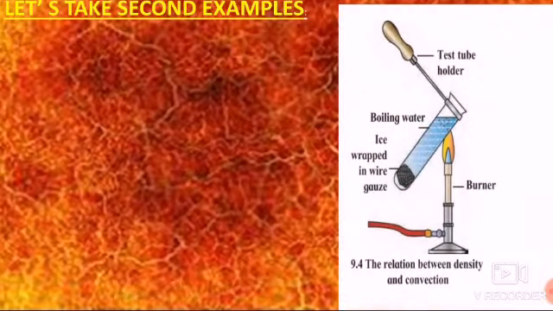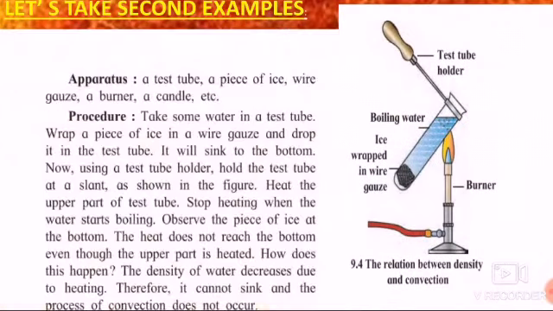Let's take one more example. See here, we are going to take an apparatus. Here, instead of what we took in the earlier experiment, what have we taken? A beaker. Here we are taking a test tube and a piece of ice, wire gauze, a burner and a candle.